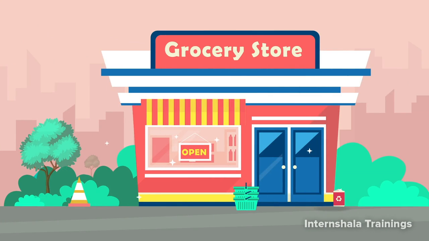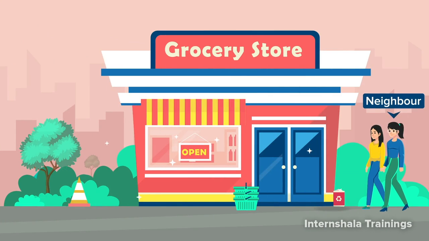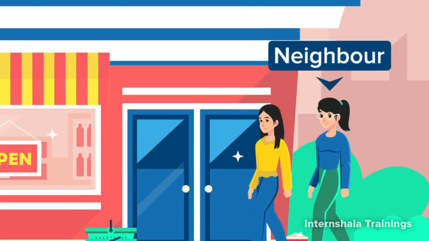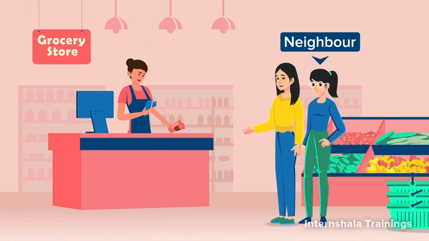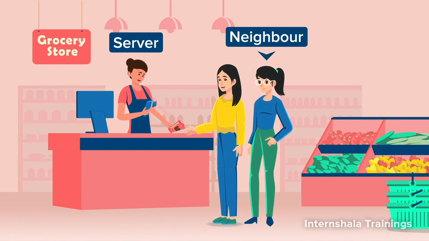Let's again come back to our chocolate example. This time, suppose your neighbor also wants to buy chocolate. Now, to buy the chocolate, your neighbor will also go to the same grocery store. Here, there are two clients, you and your neighbor, but the server is the same, the grocery store. This means a server is capable of providing service to multiple clients but of the same type.